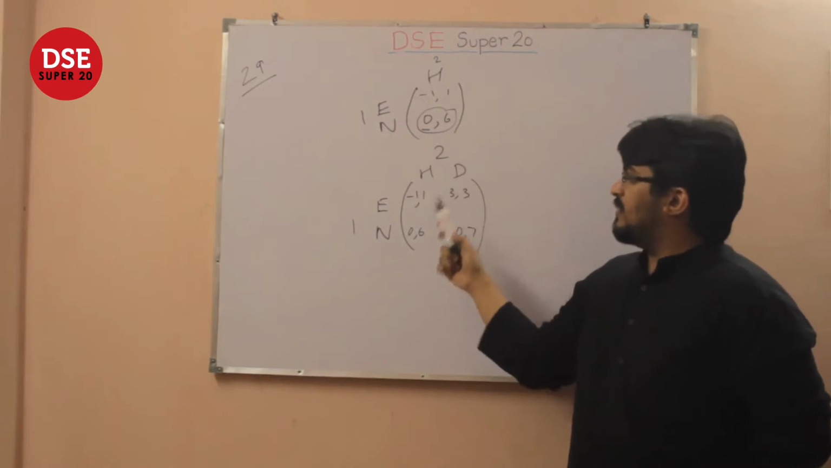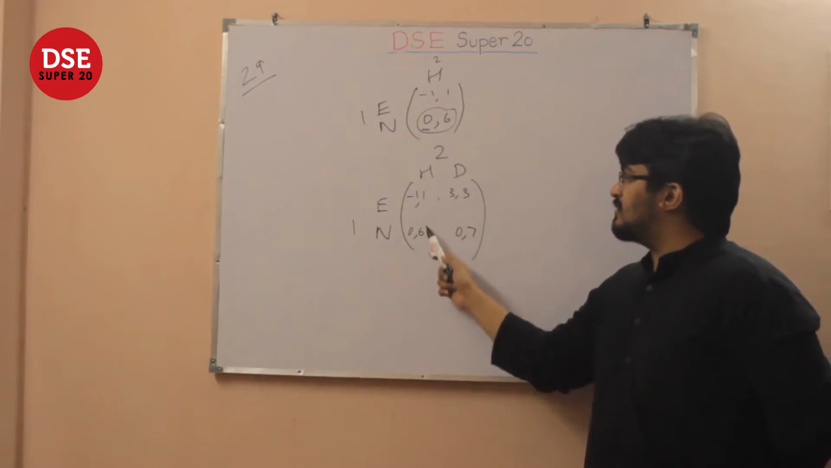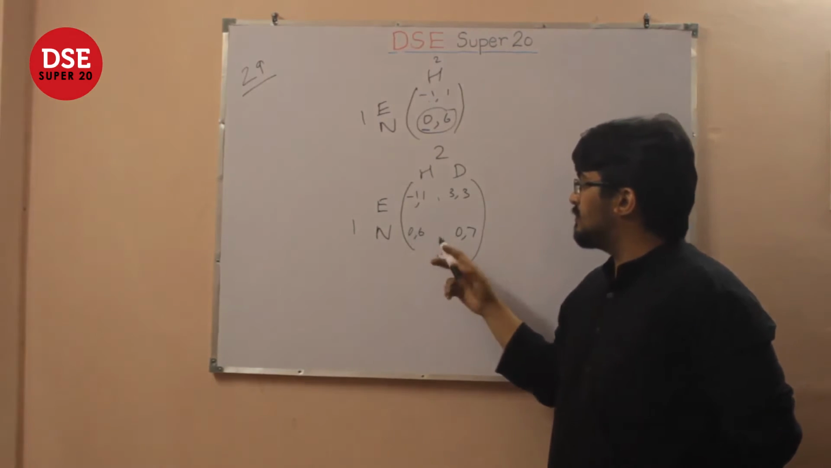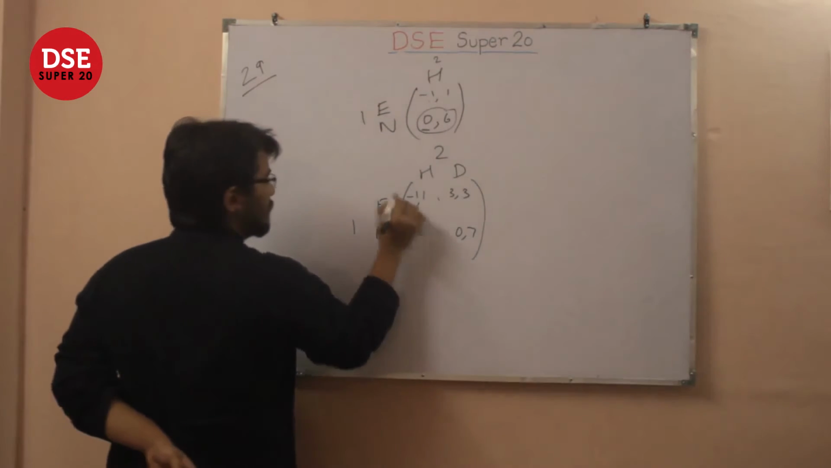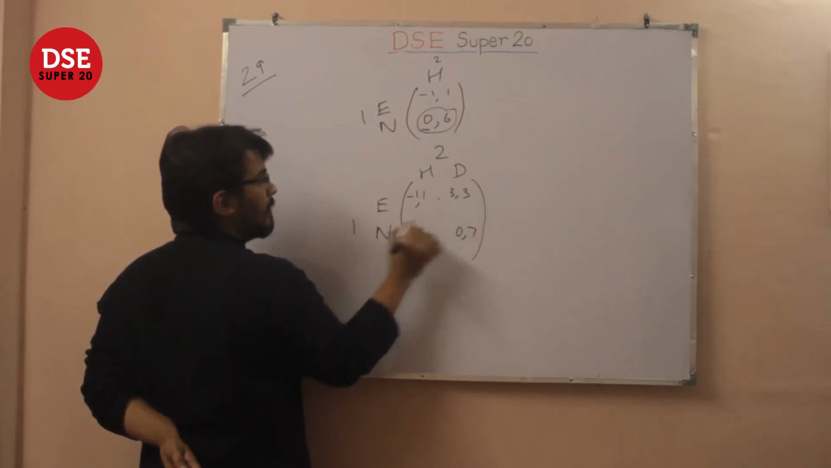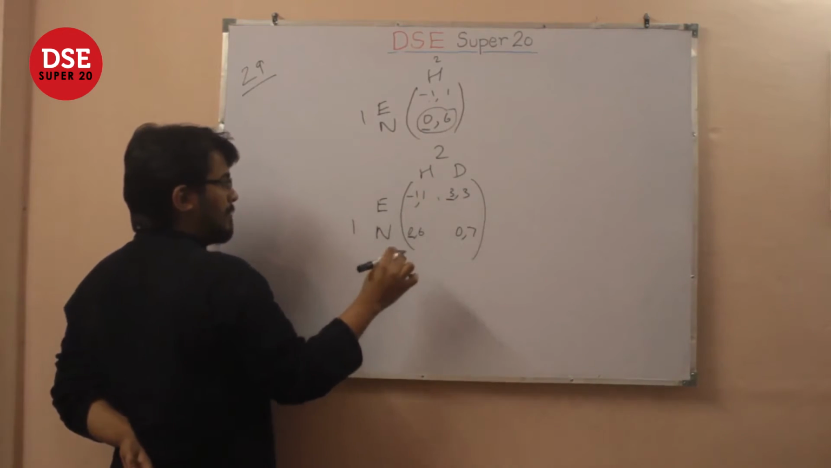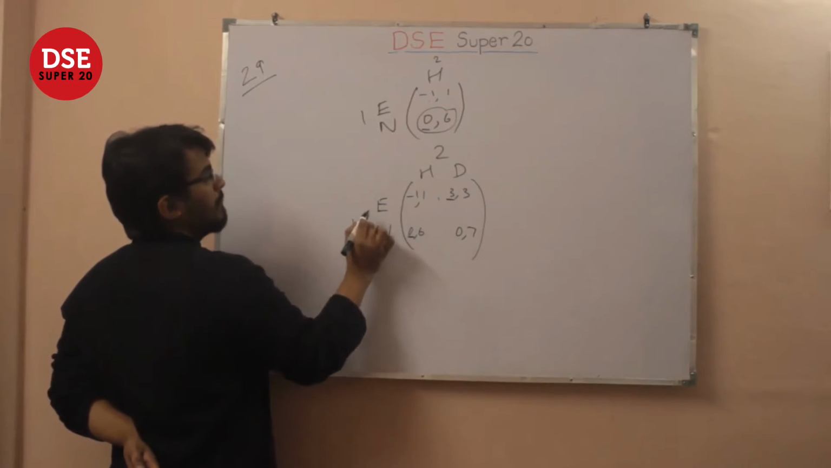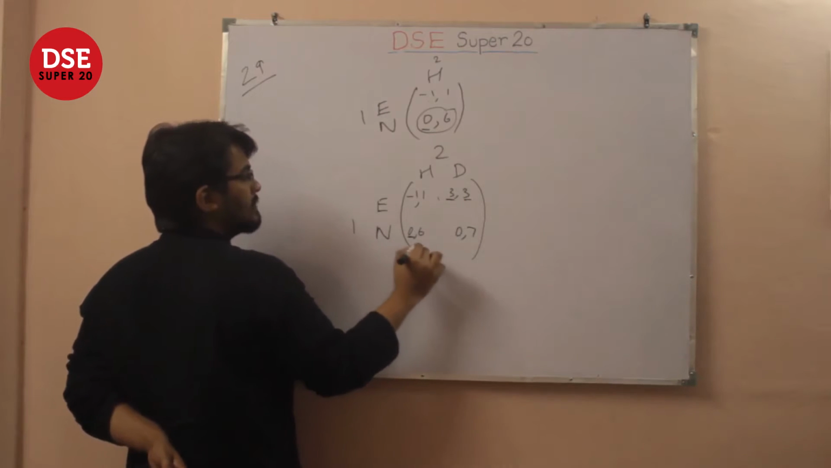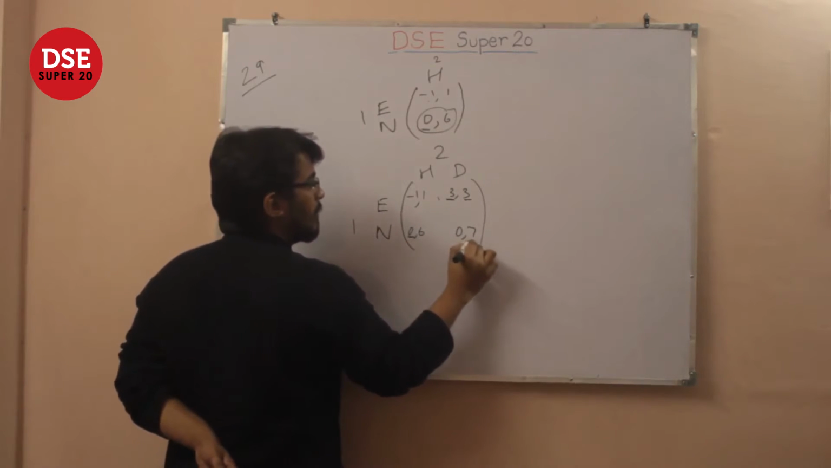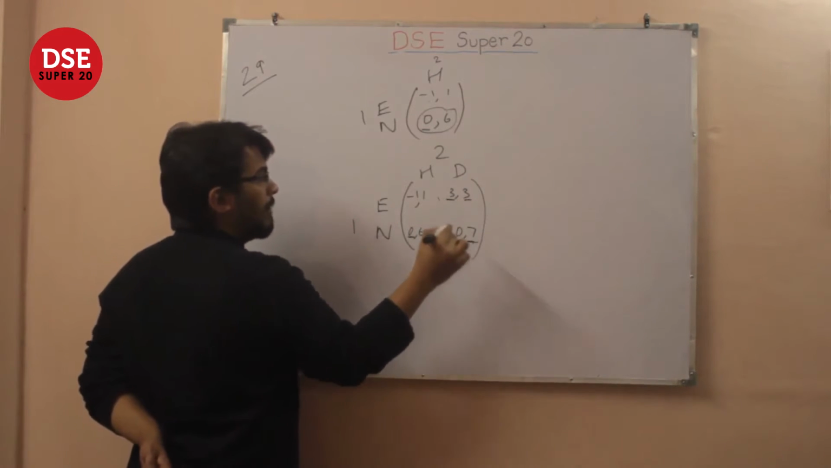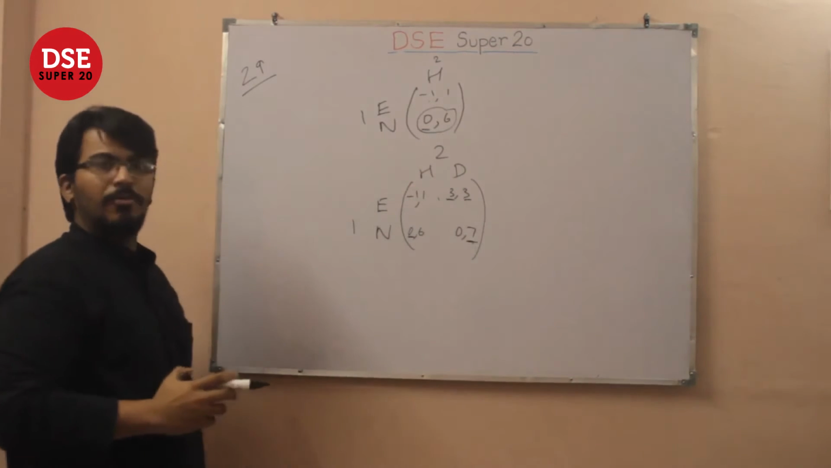Now, let's solve this game. If player 2 picks H, then player 1 would pick this, right? He would prefer 0 over -1. If he picks down D, then he would pick 3. Now, if player 1 picks E, then player 2 would pick D, and if player 1 picks N, player 2 would pick D again. So, note here that for player 2, D is a dominant action.